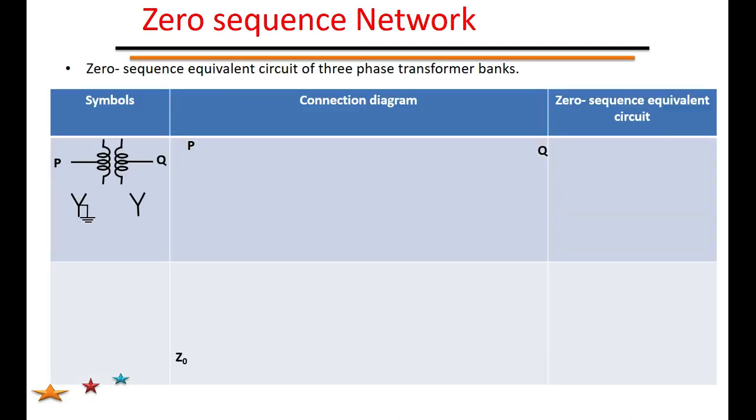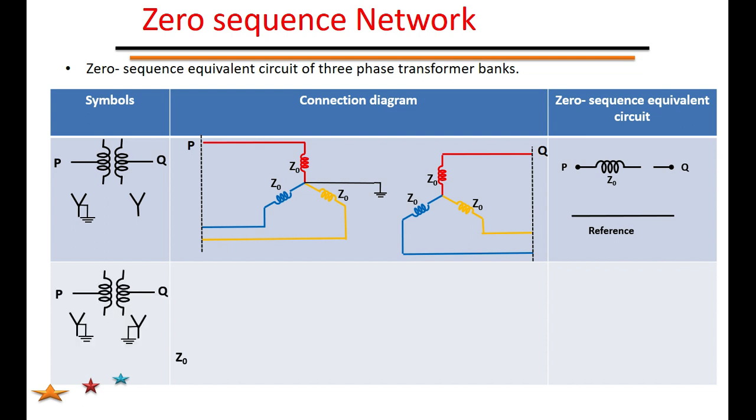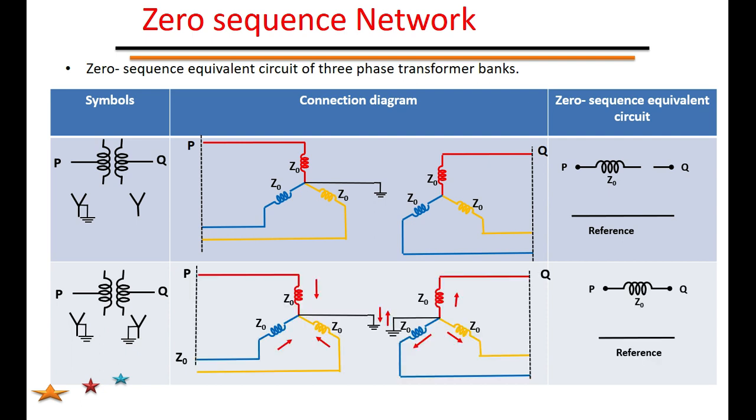That we also saw in the case of star with star grounded, where there is a break because there is no complete path for the zero sequence current. And in star-star both grounded, there is a path from P to Q, and it is shown as P to Q. There is a path in the diagram.